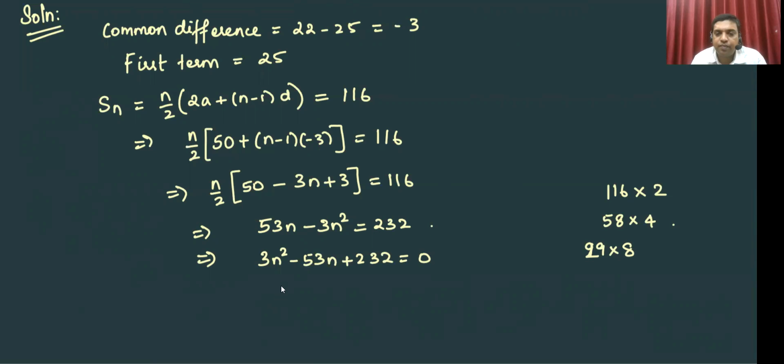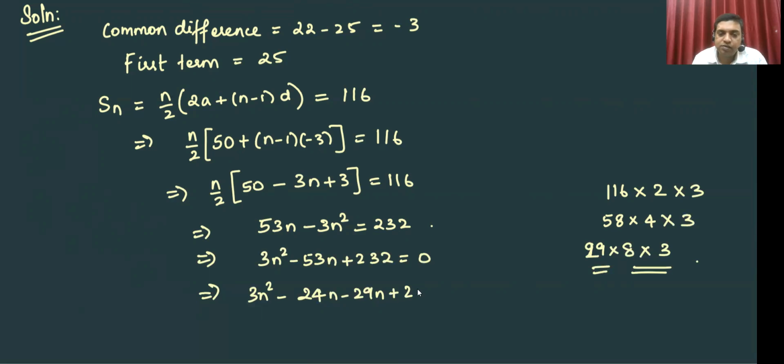So there's 3 also, right? So for the x square coefficient. Okay. Yes, sir. I forgot. That's right. So 29 into 24. Right. So 3n square minus 24n minus 29n.